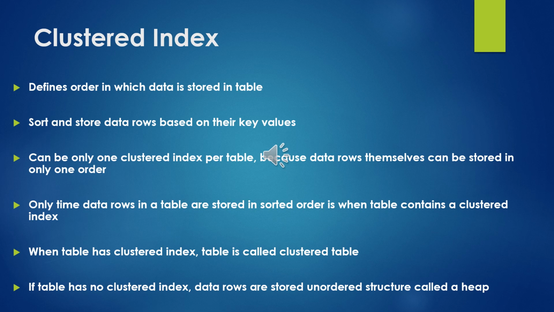Clustered indexes sort and store the data rows in the table or view based on their key values. These are the columns included in the index definition. And there can be only one clustered index per table because the data rows themselves can be stored in only one order. The only time the data rows in a table are stored in sorted order is when the table contains a clustered index. When a table has a clustered index, the table is called a clustered table. If a table has no clustered index, its data rows are stored in an unordered structure called a heap.